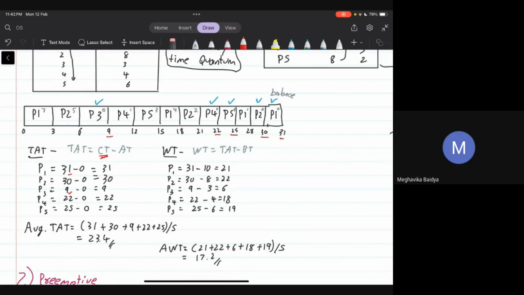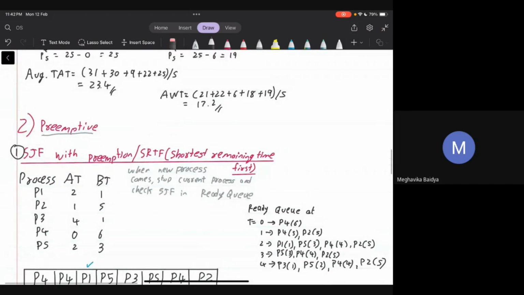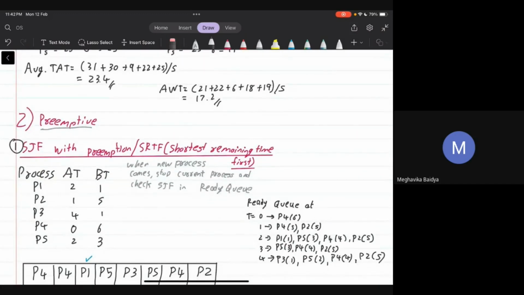I'll move on to the next one. Sure, sure. Now we have the preemptive one. In preemptive, all the processes can repeat themselves.